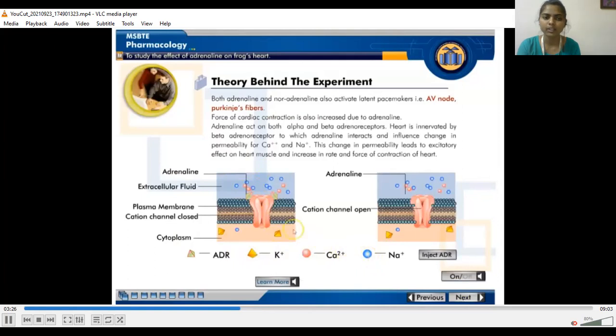So what happens in that theory: the adrenaline binds to that channel, then the channel opens and the molecules enter that space. So an action potential is applied, and this shows the increase in the heart rate or the force of contraction.